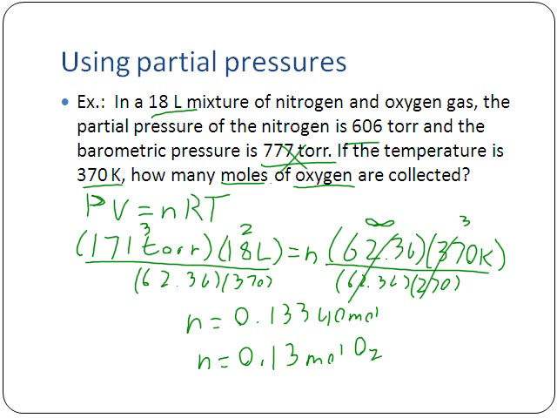And so that's how you go about using the partial pressure in order to find the number of moles of one of the types of gases in a mixture. So that's sort of what we've got with that. So onward we go.